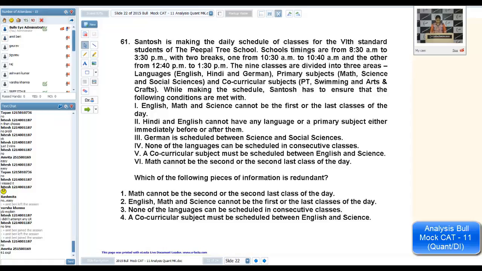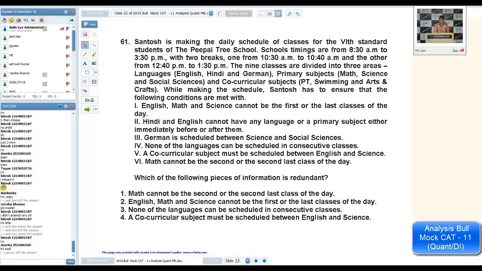Yes, I will. See, Santosh is making the daily schedule of classes for this standard, and the times given are these. Okay, first of all, there are how many classes? 9 classes. And the schedule is 8:30 to 3:30. That is a complete schedule. How many hours? 7 hours. But 10:30 to 10:40 and 12:40 to 1:30 make a complete 1 hour. That is break time. So we are left with 6 hours.